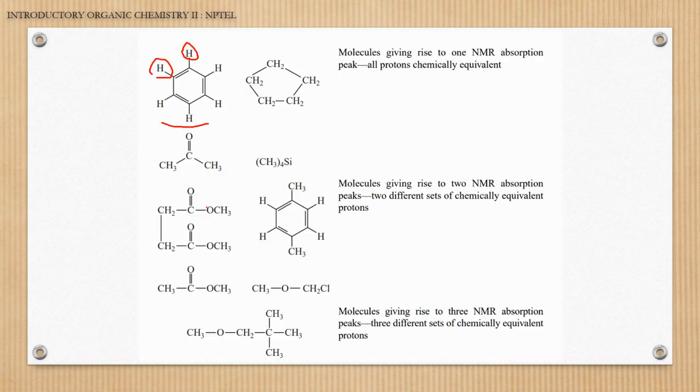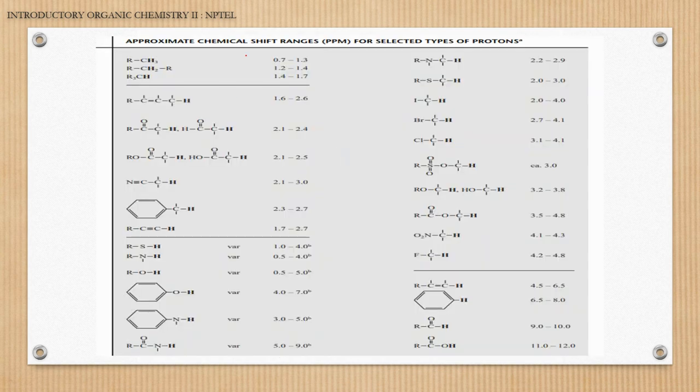So coming to problem number 3, just go through these molecules and you will get to know that yes, they are showing up a single peak in the 1H NMR. Okay. So these are some chemical shift values which I have mentioned.